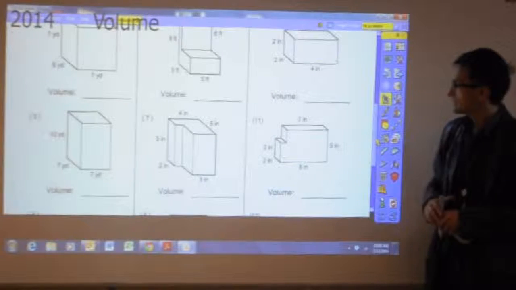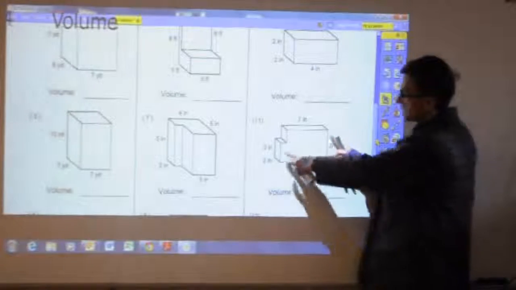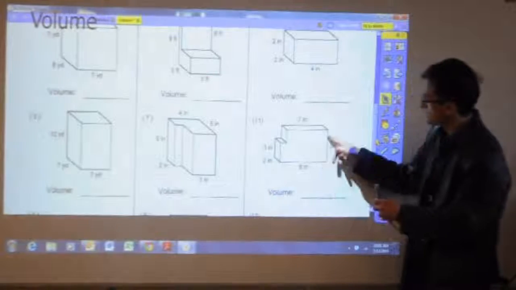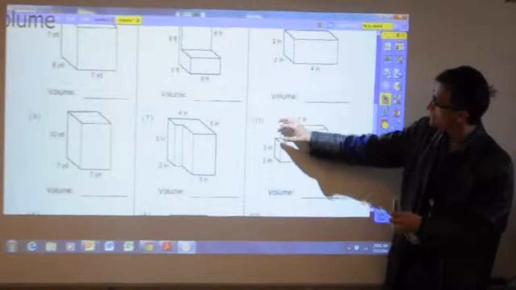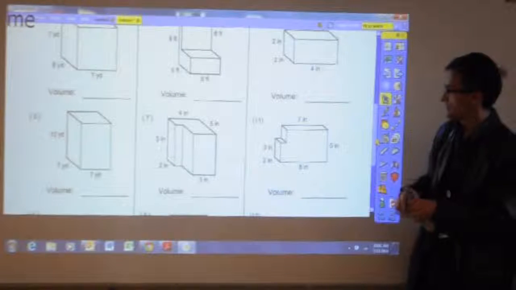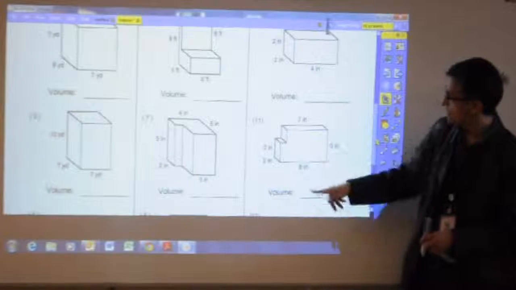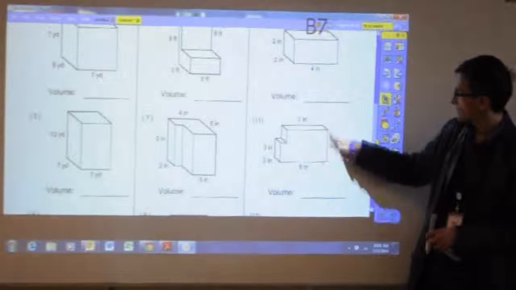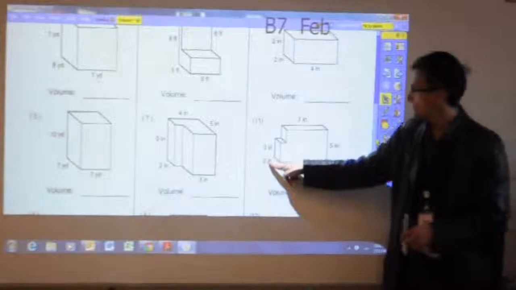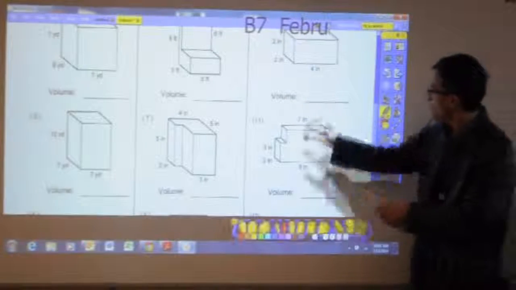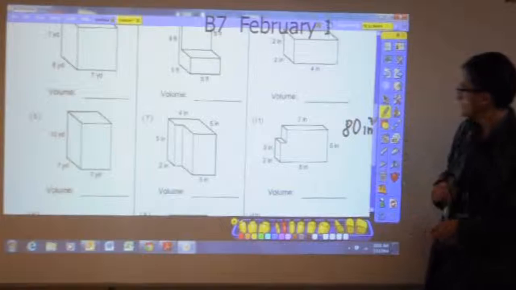For example, in this case it's easy to see. You can calculate the volume as if this block were complete, this times this times this, the whole block. And then you can calculate this little piece and subtract. That's another way. For example, here, if this one didn't have this dent, it would be only 2 times 8 times 5. 8 times 5 is 40, times 2 is 80. My whole block without the dent is 80 cubic inches.